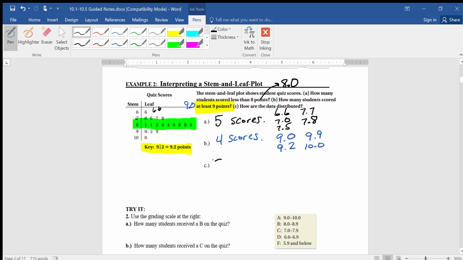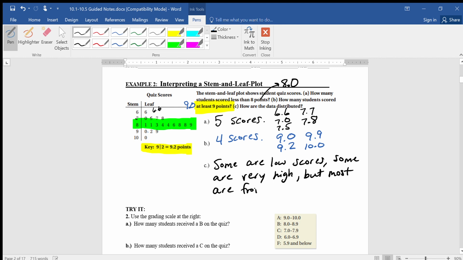So, some are low scores, some are very high, but most are from 8.1 to 8.9 points. Label. Oh, okay. There we go.